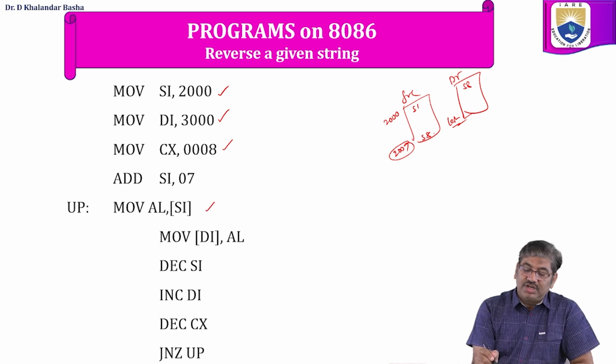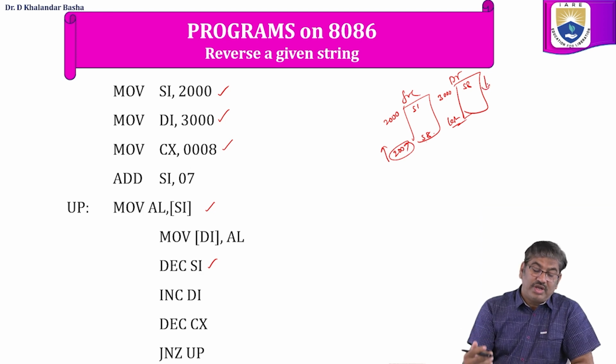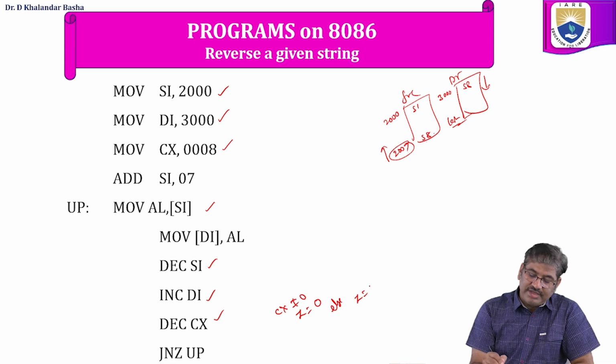The source data at location 2007, pointed by SI, will be copied into AL. This AL content will be copied into the 3000 location. As one data is copied, since we are progressing through the source string from higher address to lower address, decrement SI. Whereas the target location goes from lower address to higher address, so increment DI. For each transaction, decrement the count specified in CX. If CX is non-zero, then the zero flag is 0, else the zero flag is 1.